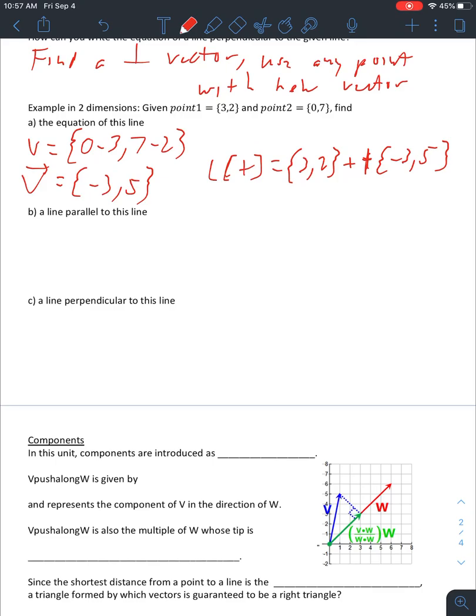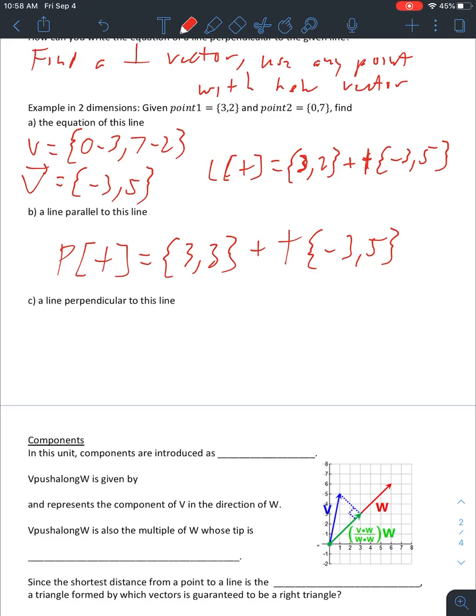Okay, so a line parallel to that line, well, that's easy to do. Just make any point that is not on that line. So since 3, 2 is on that line, I'm going to guess 3, 3 is not on that line because this is not just a vertical line. So we'll use 3, 3, plus t negative 3, 5. And again, you could write that as two separate equations. X of t equals 3 minus 3t. Y of t equals 3 plus 5t.